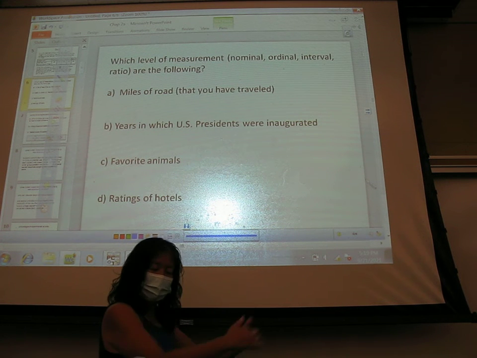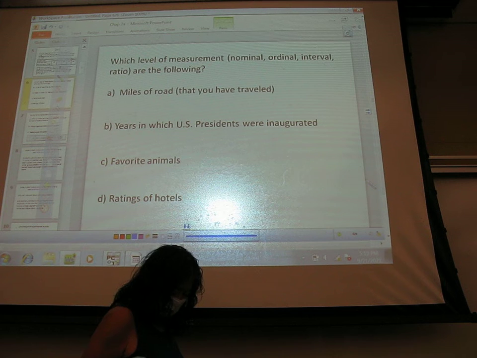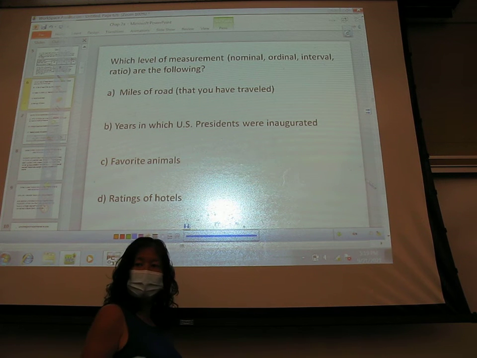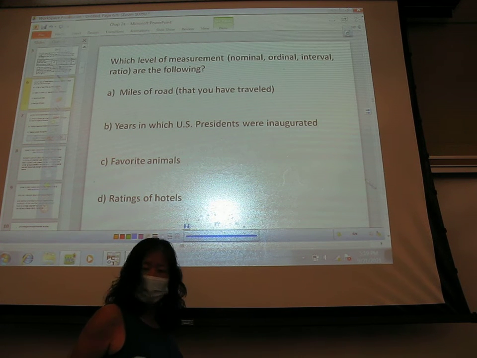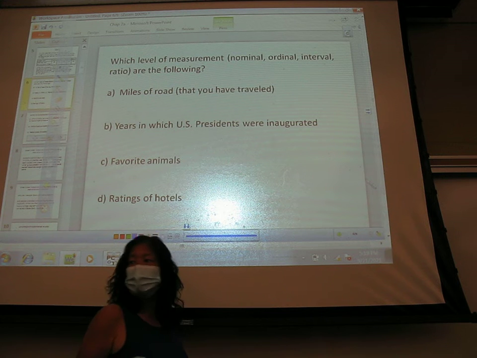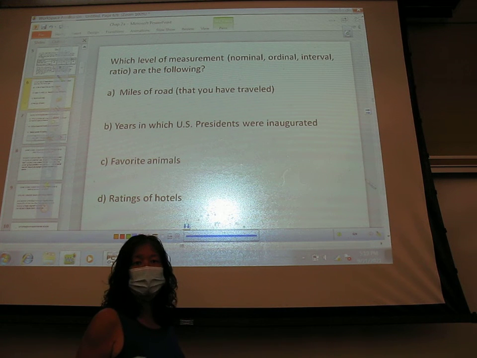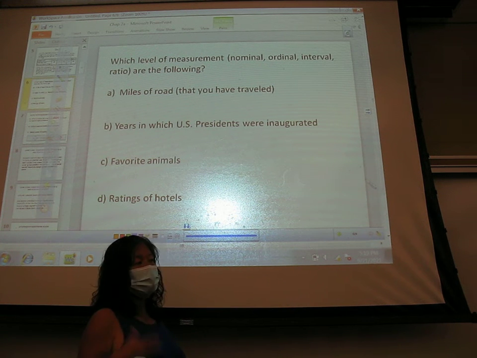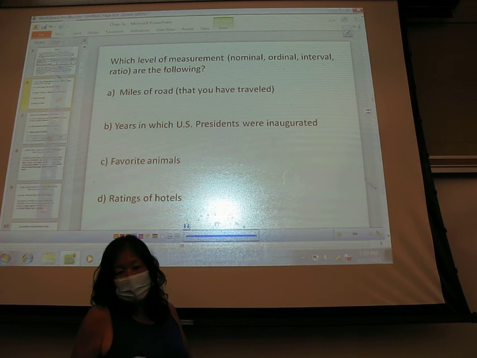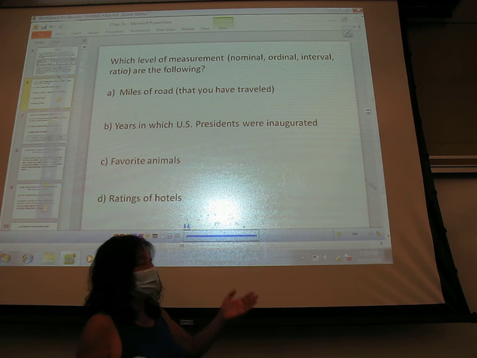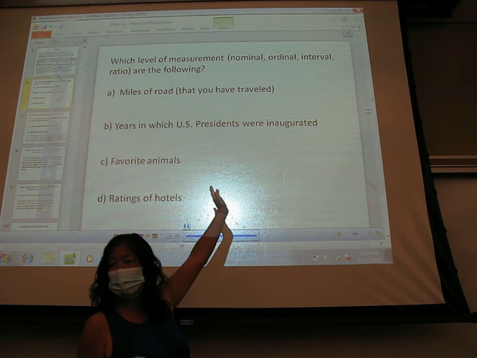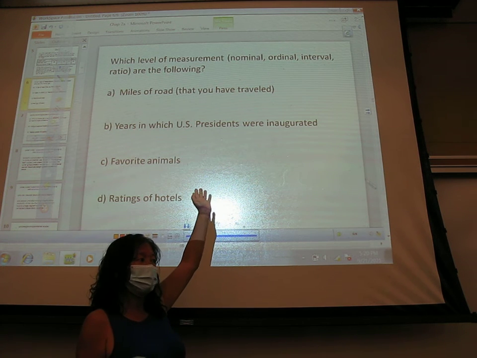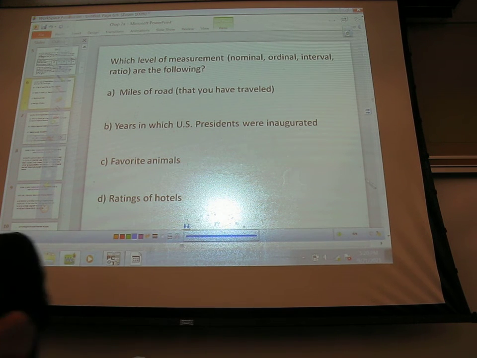As I travel, if I have not traveled at all, if I've traveled 0 miles, does that really mean I have not moved at all? Yes. So that means 0 really does mean 0. So this is a case where 0 really does mean 0, none. So this one is the ratio. Does that kind of make sense? Good. So this one's ratio for that reason.